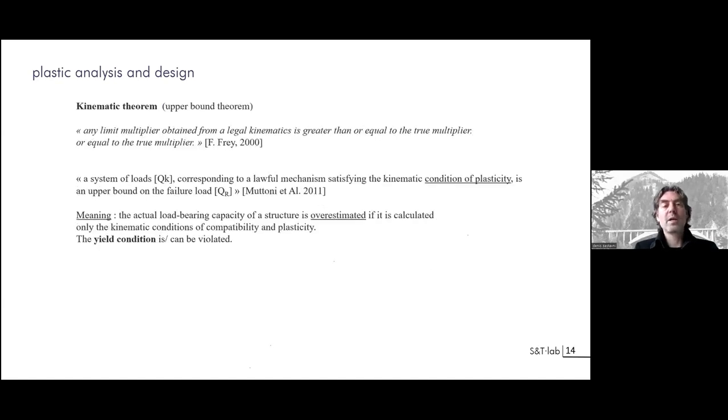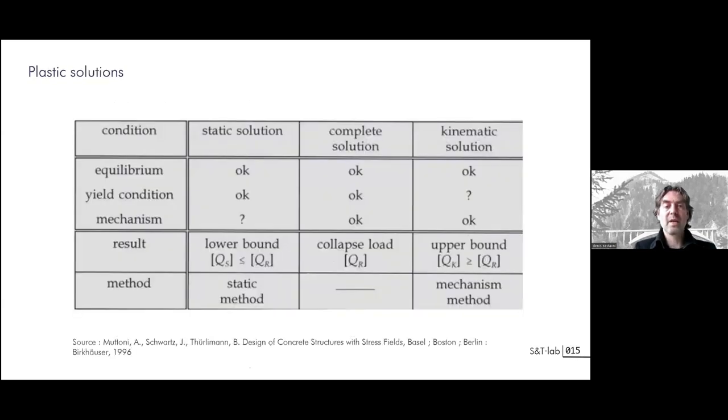What about the kinematic theorem? The kinematic theorem, on this side, provides an upper bound, so an upper limit for the resistance, that is of no utility at all if it is not connected with the first theorem. It means that the yield condition can be violated in this case, which makes the theorem very dangerous. But if you put these two solutions together, you have here in the second column the static solution, and the kinematic solution in the last column.